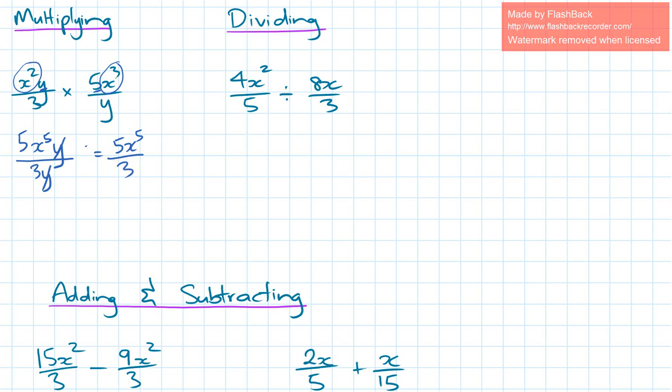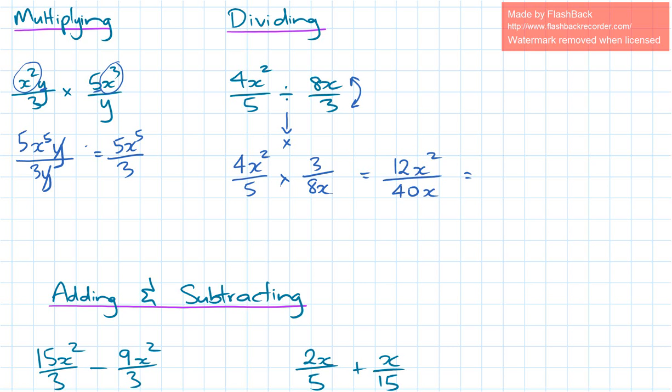Okay, dividing now. With division, we want to change that to a multiplication sign and then flip that second fraction. So this now becomes 4x squared over 5 times 3 over 8x. So now we're just multiplying straight across. So we get 12x squared on the top over 40x, and we still need to simplify here, so 12 and 40 need to be simplified.